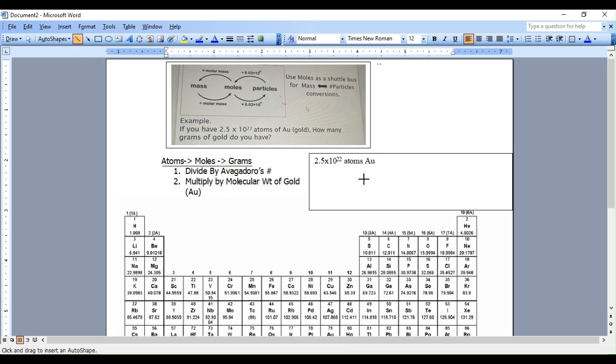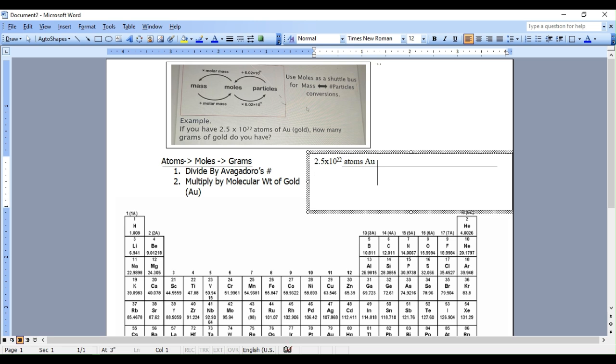Okay, so how do we do that? Well, we just remember Avogadro's number, dimensional analysis. Let me put it in here: 6.022 times 10 to the 23 atoms in 1 mole. That's Avogadro's number for all molecules and compounds, 6.022 times 10 to the 23.